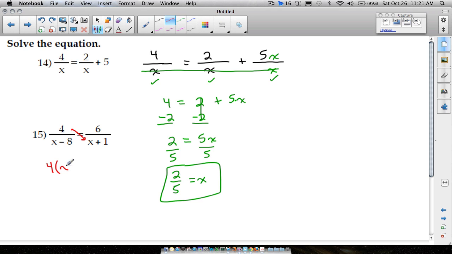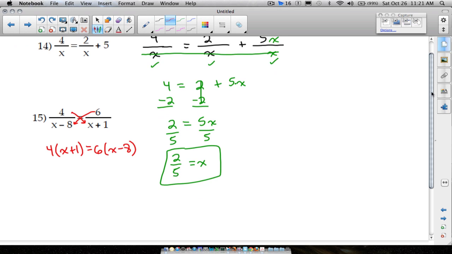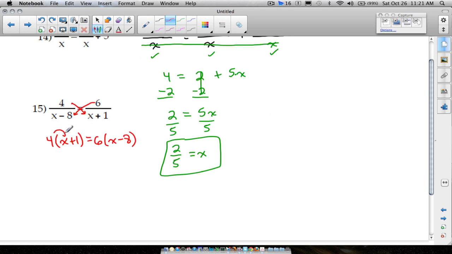So 4 times x plus 1, you've got to remember to distribute there. This is equal to the other cross product, so 6 times x minus 8. And let's distribute, so 4 times x and 4 times 1, that's 4x plus 4, is equal to 6 times x and 6 times negative 8. That gives us 6x minus 48.